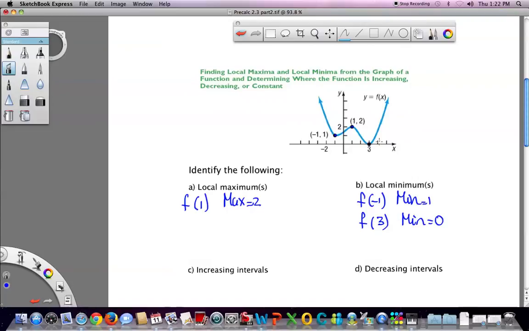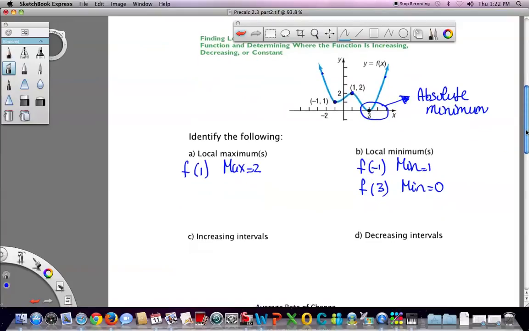In this particular case, this point over here can also be called an absolute minimum, because the graph does not go lower than that at any point, right? Whereas with the maximum, yeah, here it's the highest point, but clearly over here you have points on the graph that are way higher than 2. Okay? So let's look at the increasing, decreasing intervals.